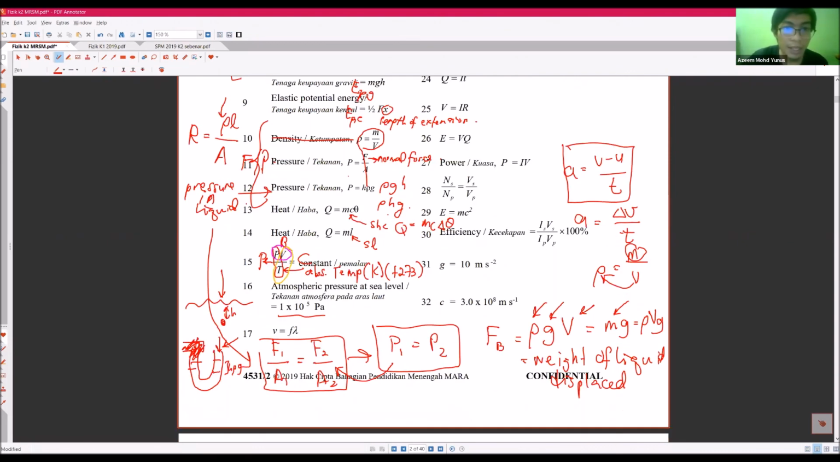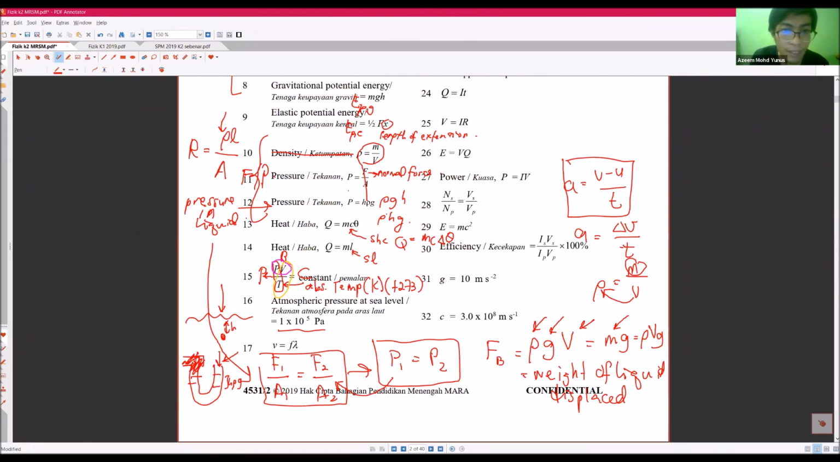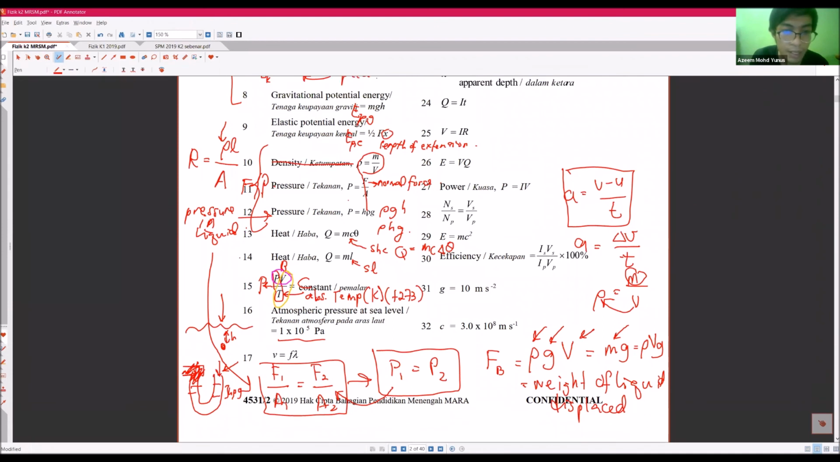So basically, numbers 13 until 15 are shared between pressure and heat because both sometimes use the atmospheric pressure. Pressure, of course, is going to use the atmospheric pressure. Heat sometimes needs you to use the atmospheric pressure.